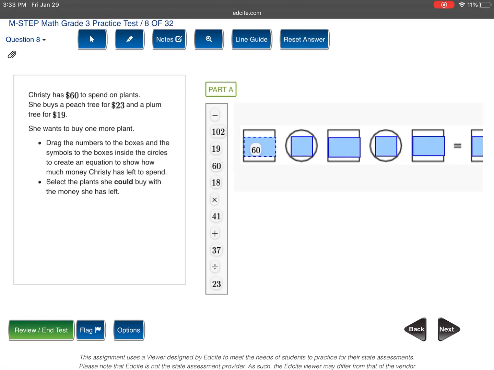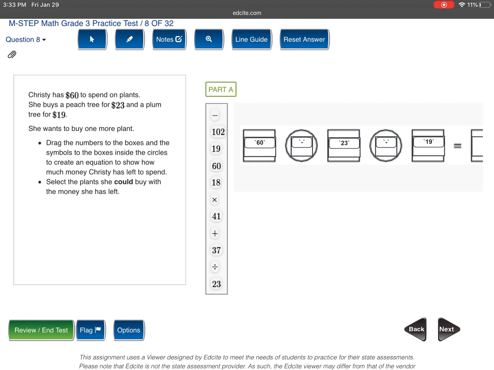So I'm going to do 60, and then I'm going to have an operation, so I can see that it would be minus, and let's see, minus 23. And then I'm going to say minus, and she also spent 19. So I'm going to do that to figure out how much she has left.